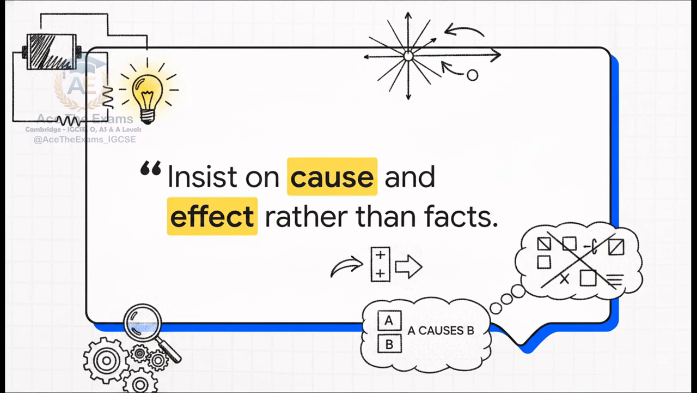Now, I want you to burn this golden rule into your memory. Insist on cause and effect rather than isolated facts. Seriously, write that down. Whether you are dealing with magnetic fields, gravitational forces, subatomic particles, or complex parallel circuits, physics is entirely about physical outcomes. A causes B. A temperature increase causes a resistance drop. A larger potential difference causes a larger current. If you just list facts without connecting them with therefore or because, you aren't actually doing physics, you're just doing trivia, and Cambridge examiners do not give A stars for trivia.